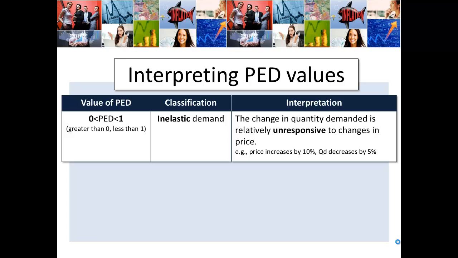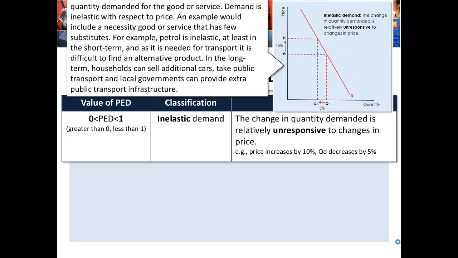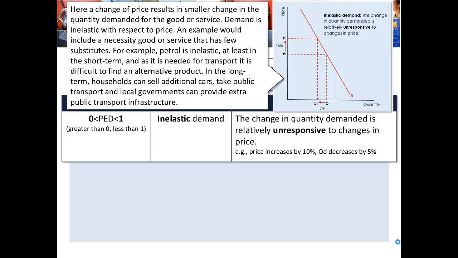So price could increase by 10%, and if demand is inelastic, then the quantity demanded will decrease by less than that 10%. And we're looking at a demand curve that's shaped like this. It's got a very steep slope. This is inelastic demand. The change in quantity demanded is relatively unresponsive to changes in prices.